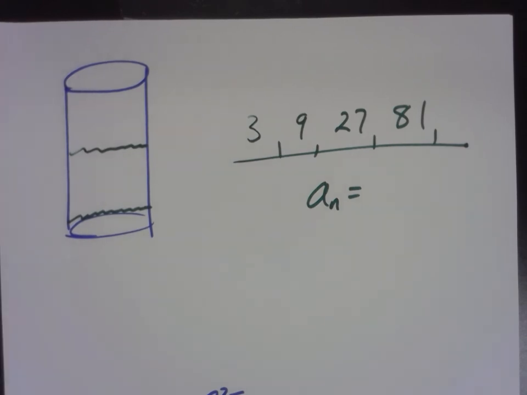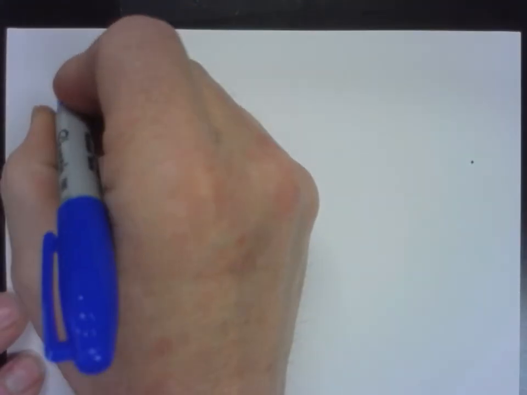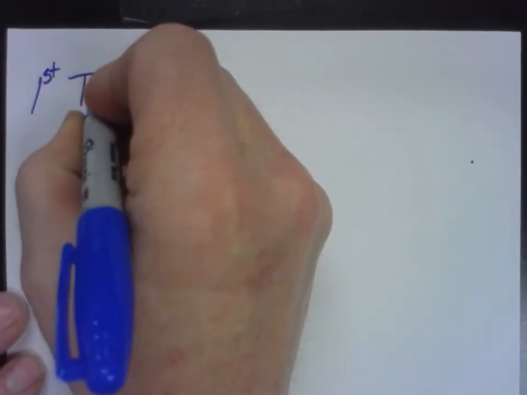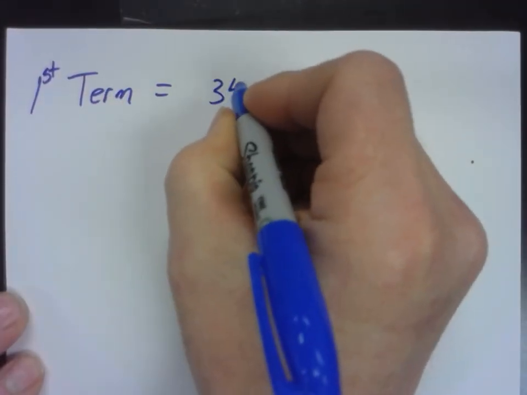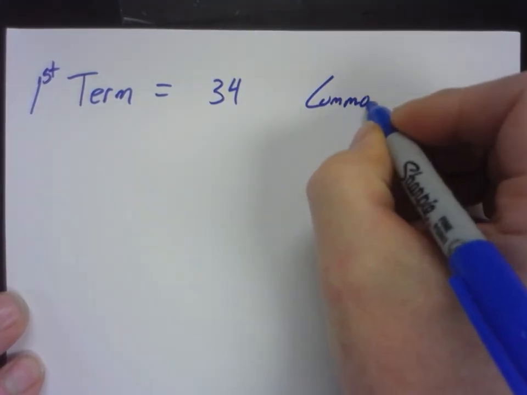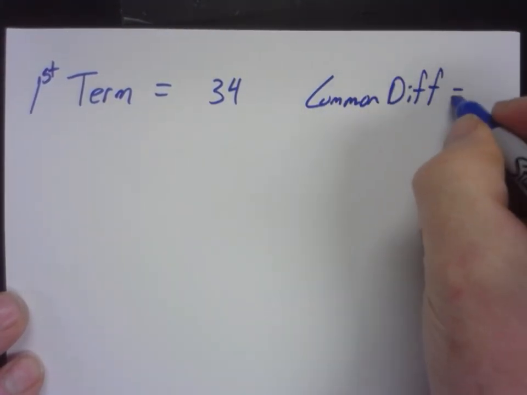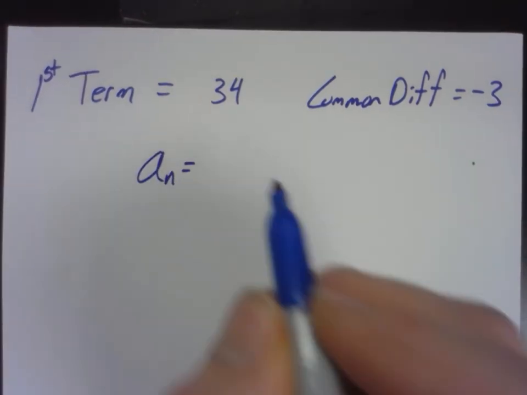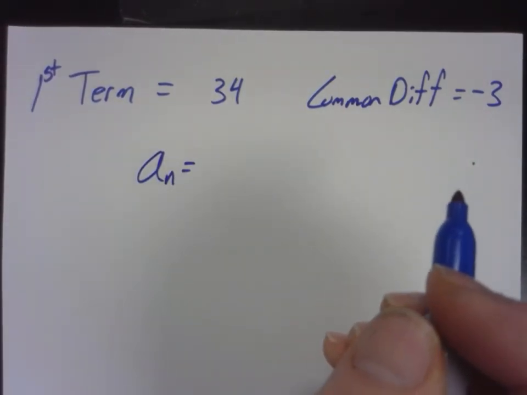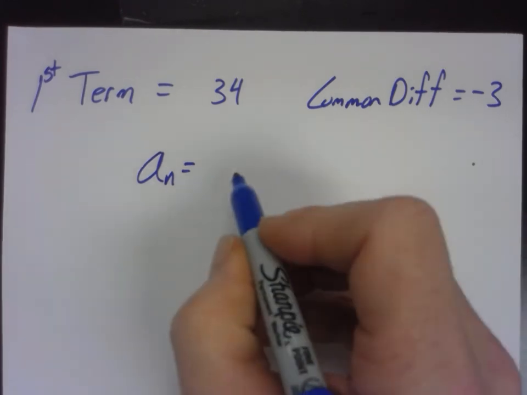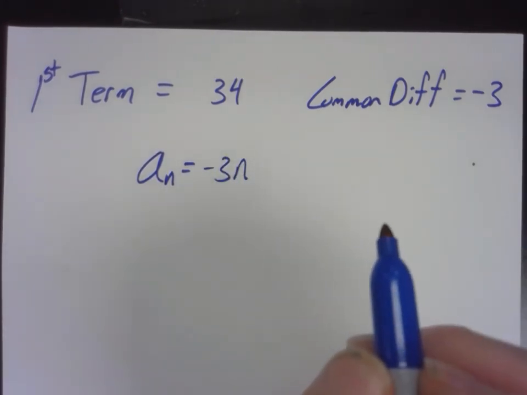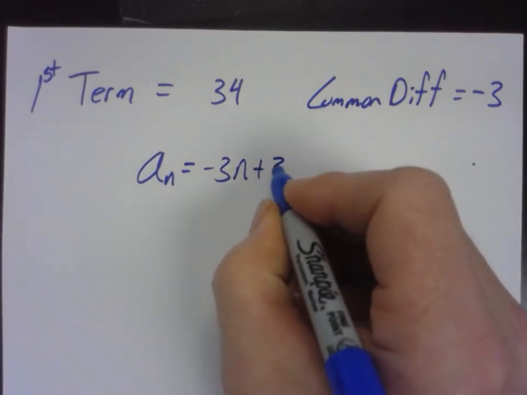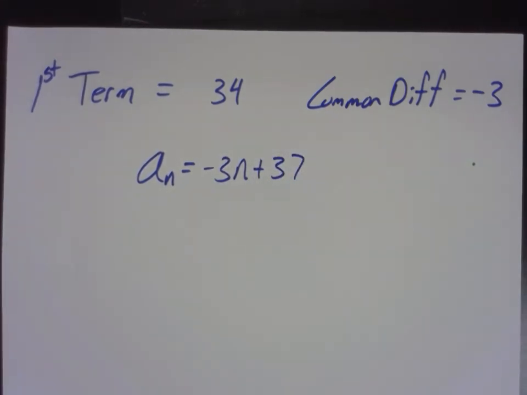So make sure that you think about, is this an arithmetic series before you try to do this. And what if I just tell you this? What if I tell you the first term is 34 and the common difference is -3? Is that enough to write an equation? Yes. It is. Because a sub n equals 34 plus... wait, where the heck did 37 come from? I added it.